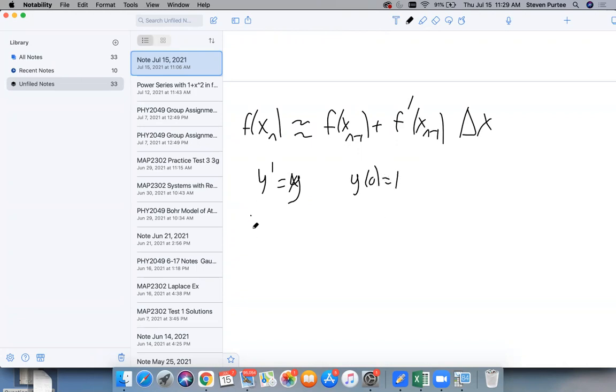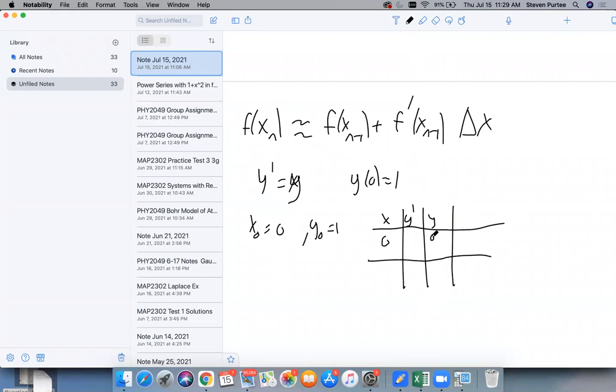So my starting point, x0, is 0, y0 equals 1. That's my starting point. So I've got my x's, my y's, my y primes. Maybe I should put that in the other order, because these y's here, these are the guys we're trying to find. So I start with 0, 1. My next point, if we're going by 0.01, will be 0.01.